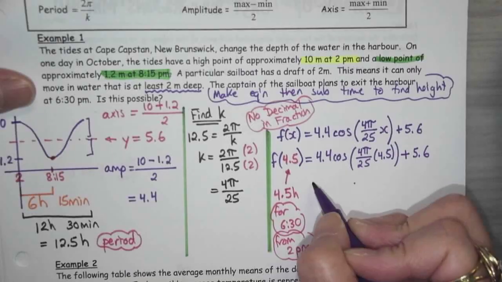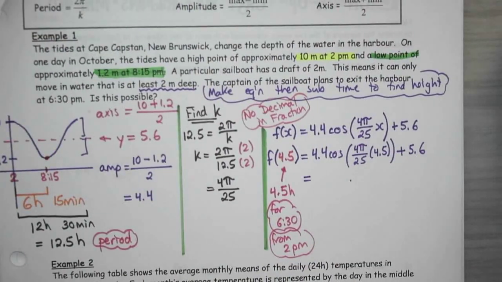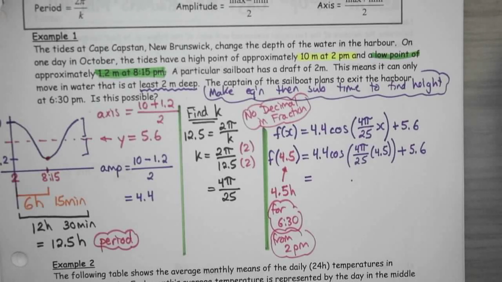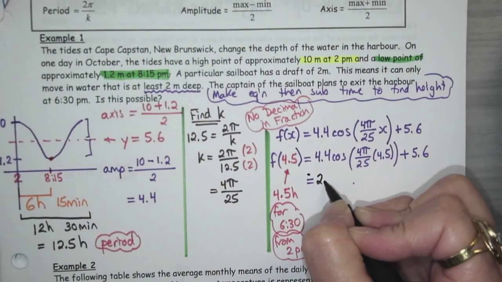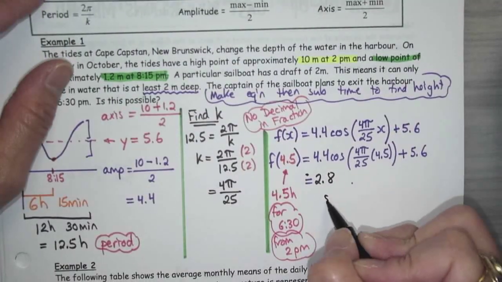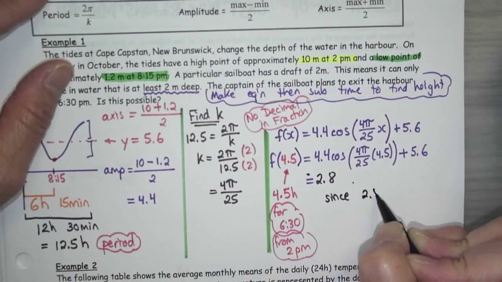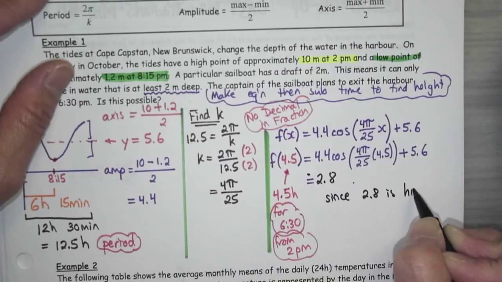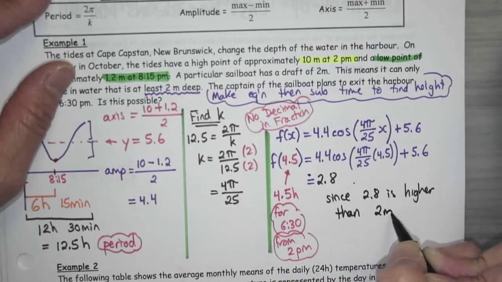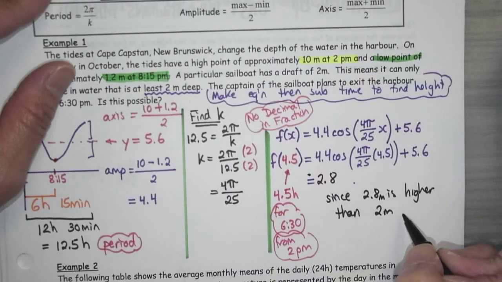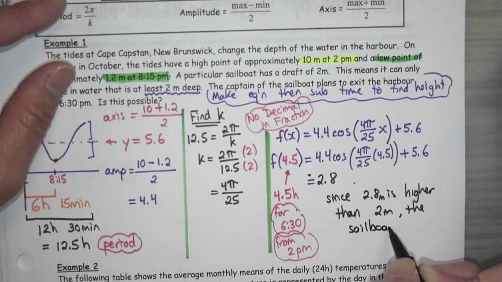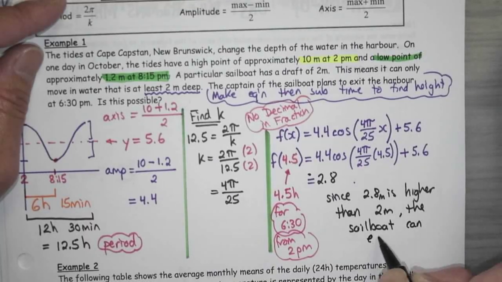In the other class, we got approximately 2.8. Good. So 2.8, and is that higher? Since 2.8 meters is higher than 2 meters, the sailboat can exit the harbor.